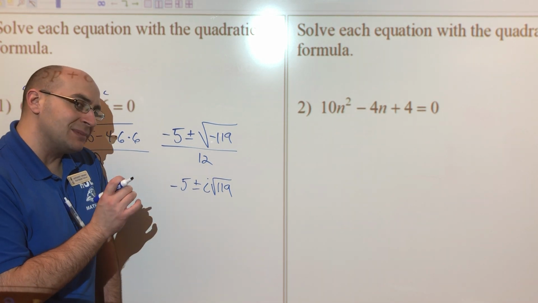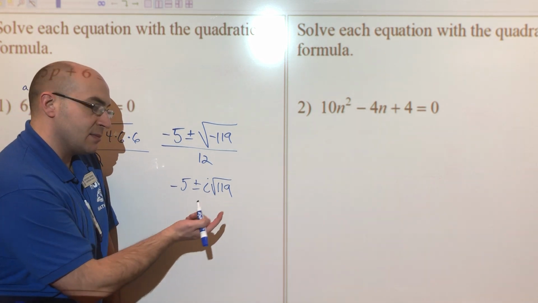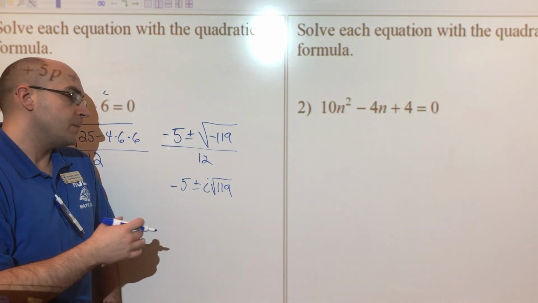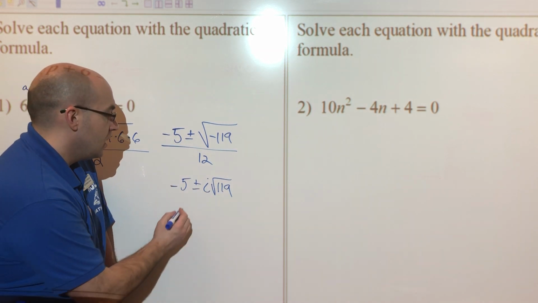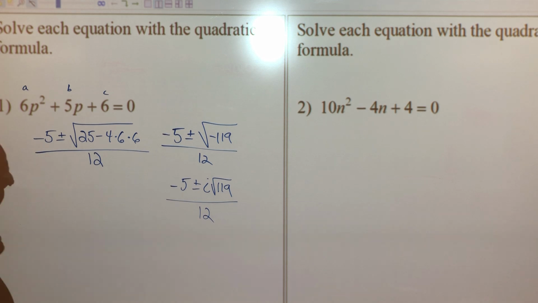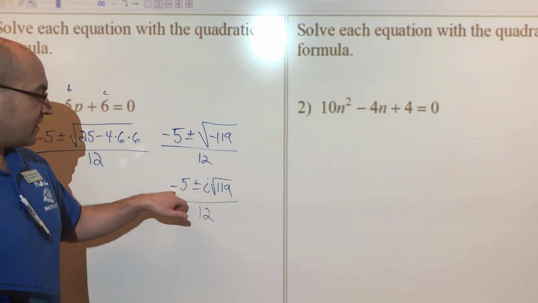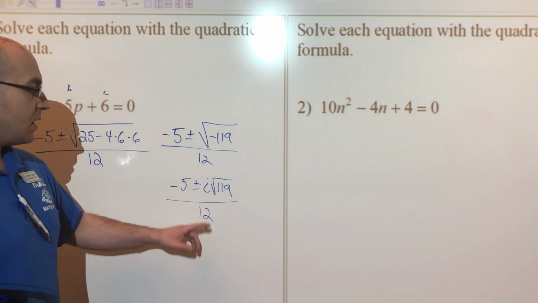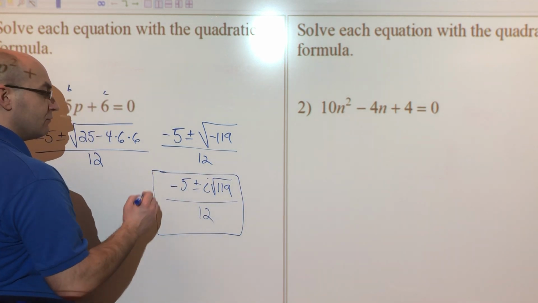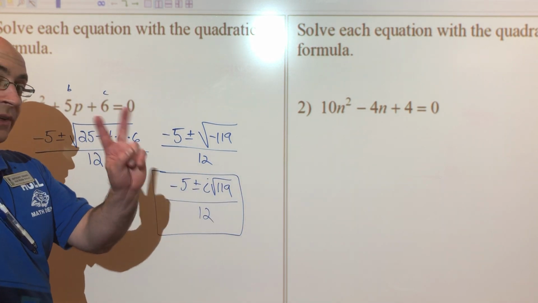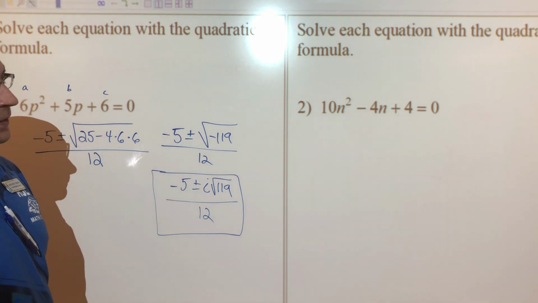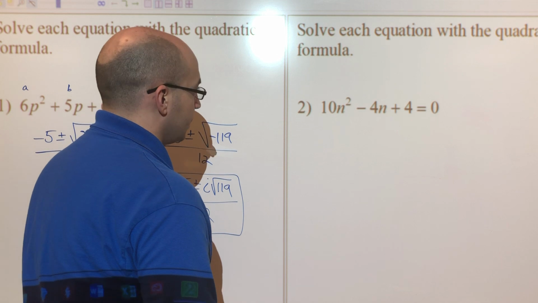Sometimes I will ask you to give me the decimal value, but not in this instance. Your test will give you answers that are simplified radicals. And that's going to be all over 12. Now, take a look and see if there's anything that we can simplify here. I can't simplify the negative 5. There's no coefficient of i in 12. My final answer is negative 5 plus or minus i root 119 over 12. And remember, they are two non-real solutions: the plus version and the minus version. All right? Let's go ahead and do number 2.